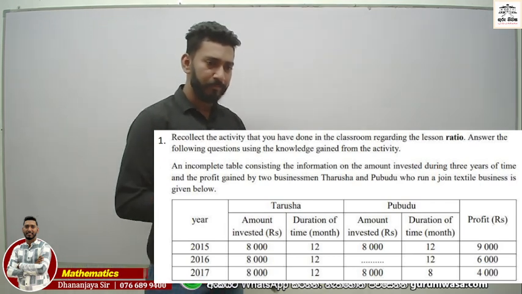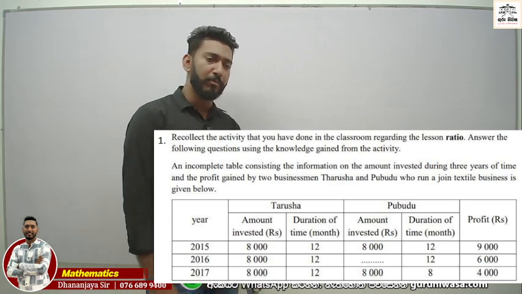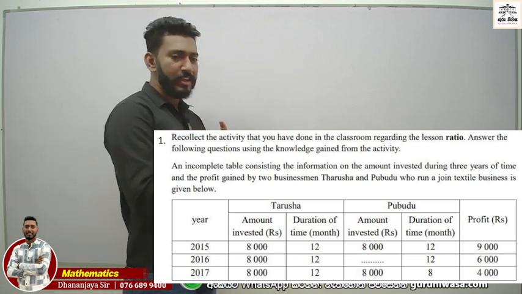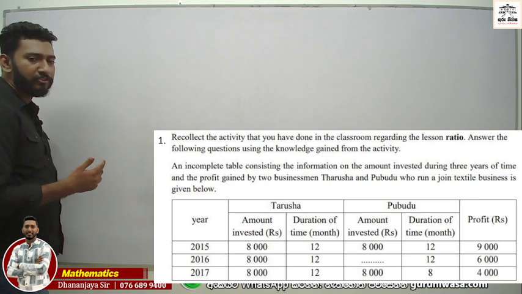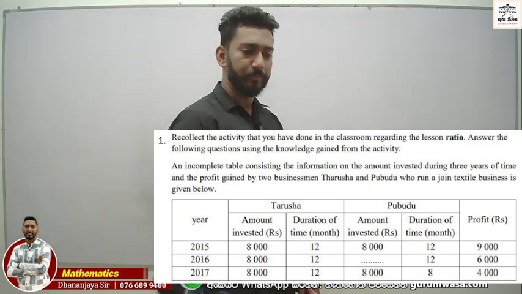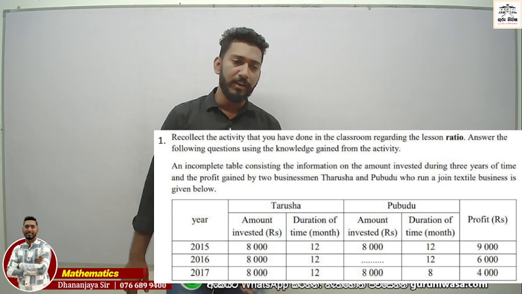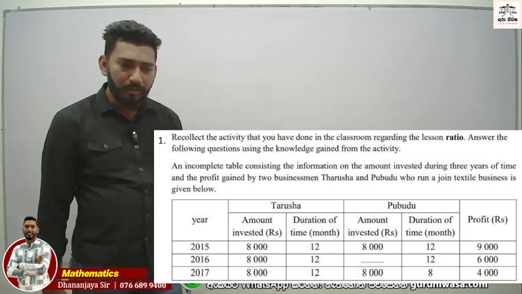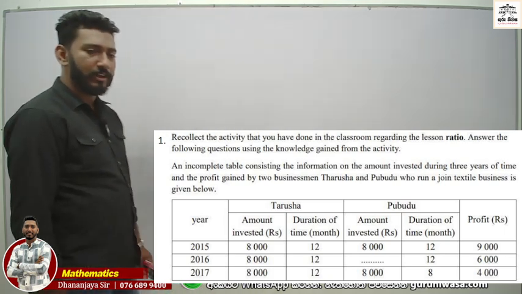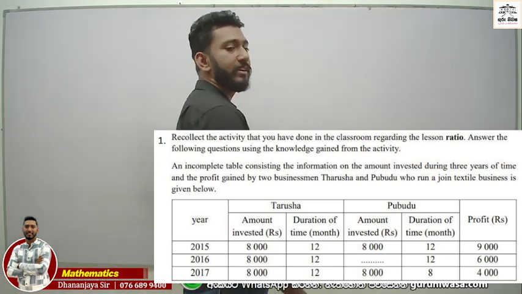Right. Now, an incomplete table consists of the information on the amount invested during 3 years of time and the profit gained by two businessmen, Tarusha and Pubudu. There are two persons, Tarusha and Pubudu, who run a joint textile business, given below. Right, 2015, 2016, and 2017. There are 3 years, right?